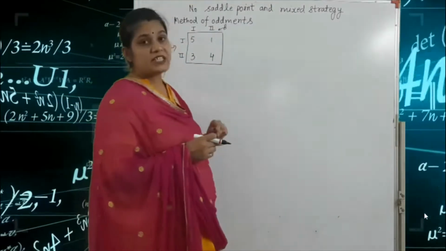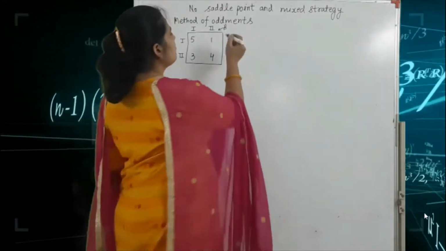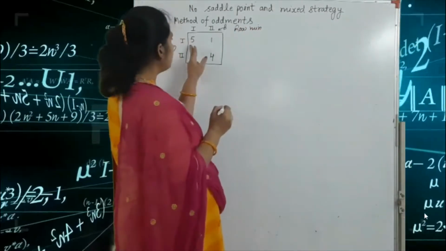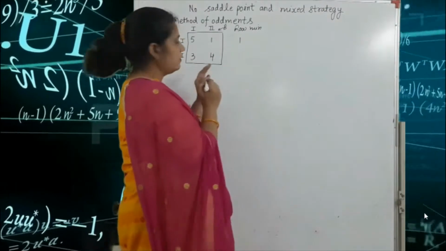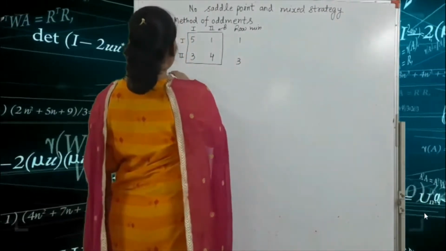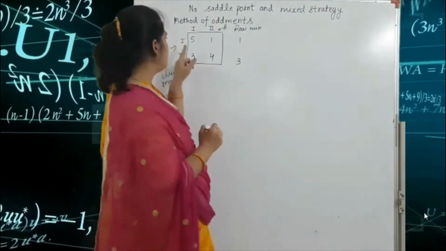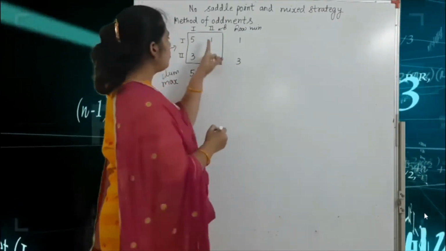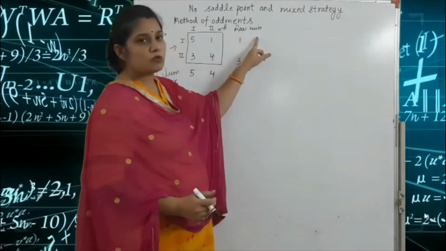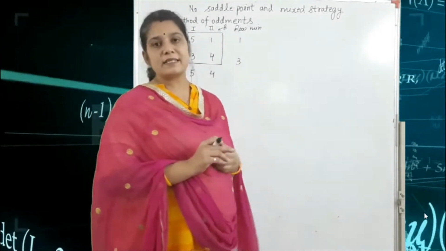First we check whether this has a saddle point or no saddle point. First we find the row minimum. In the row minimum we write here 1 and here 3. Got it? Next we find the column maximum. In the column maximum we write here 5 and here 4. So first we find the row minimum and after that the column maximum. So our next step is what?